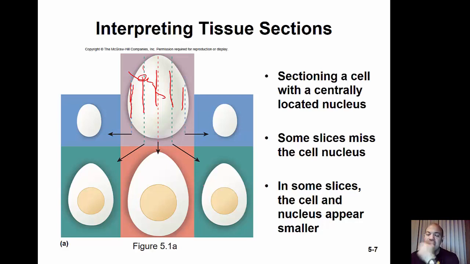So when we talk about actual tissues, the cell is going to have essentially a located nucleus. And so some of the slices that we cut through the tissue, we're going to miss the nucleus. And then in some slices, the nucleus is going to appear smaller, just like in the analogy with the hard-boiled egg over here on the left.